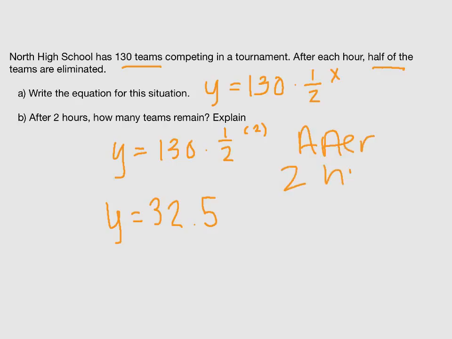2 hours, they will have, and we have to round. And remember, if we have 0.5 of something, we're going to round down, so 32. 32 teams. Otherwise, you can say this isn't possible because you can't have 0.5 of a team.